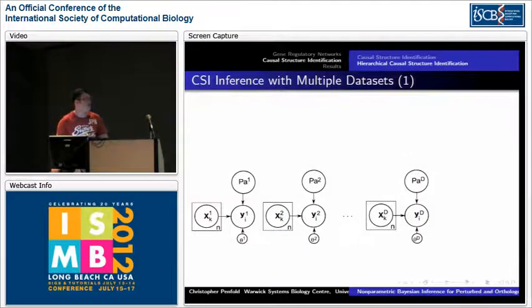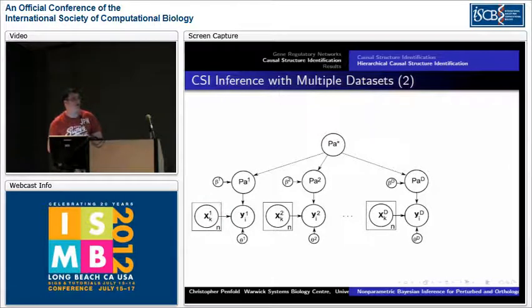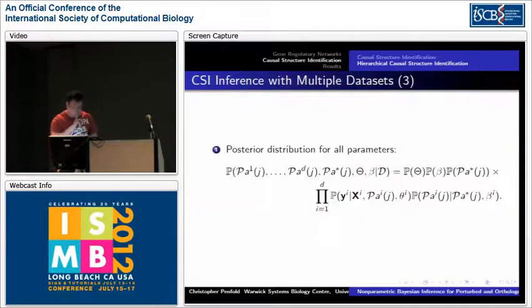So we have gone from this kind of modeling to something like this. Here you can see the standard CSI model I've just spoken about. In this case, you've got one of those for each of your data sets, and you've got some constraint over what these parents can be. So you can write out the posterior distribution for all the parameters in your model. In this case, your parameters are the regulators of your gene in each data set, your hyperregulators or hypernetwork, some parameters for the Gaussian process model, and you also have some additional parameters.